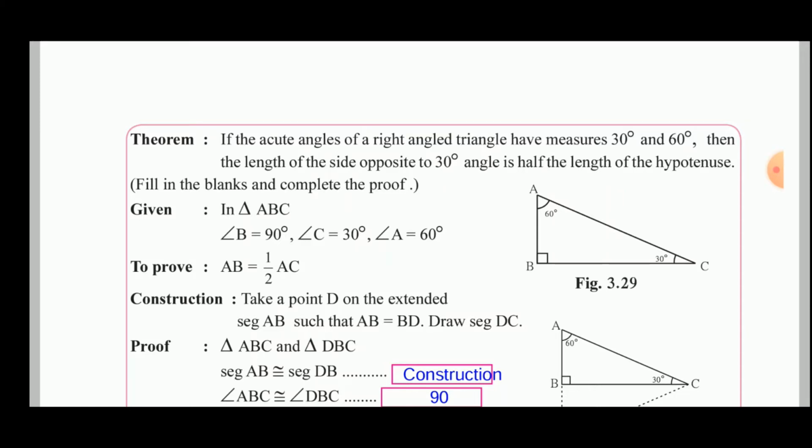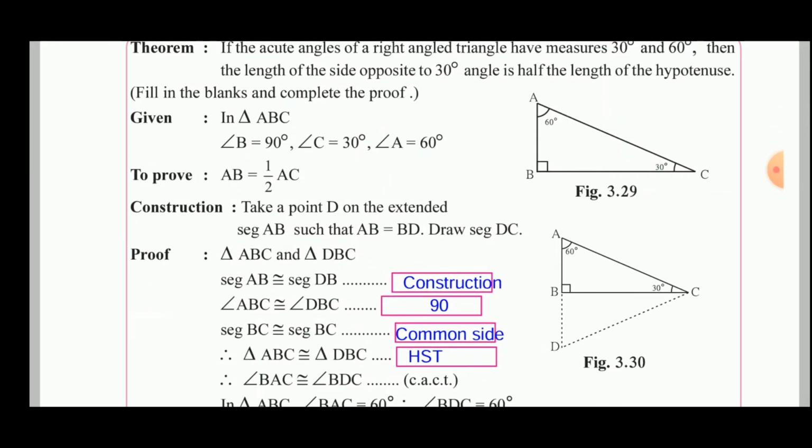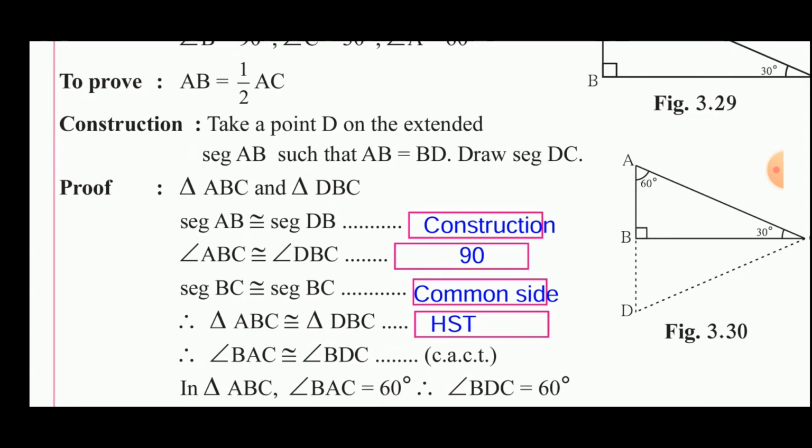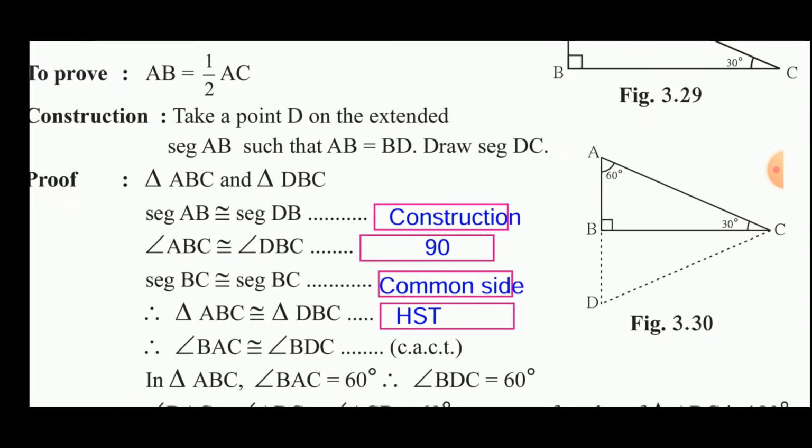Now the construction here: take a point D on the extended AB such that AB is equal to BD. Now draw DC. Now in triangle ABC and triangle DBC, see here in the figure, AB is congruent to BD, this is given. Angle ABC is congruent to angle DBC, 90 degrees. Segment BC is congruent to segment BC, common side. Therefore, triangle ABC is congruent to triangle DBC by hypotenuse side test.